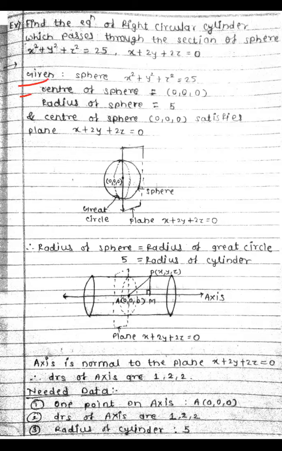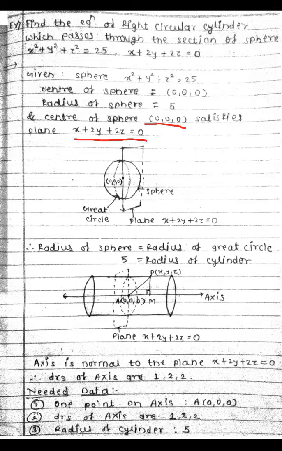The given equation is of a sphere, so you can easily find the center of the sphere. It is directly 0 0 0. It is the standard form of the equation of a sphere. So the center is 0 0 0, and the radius of the sphere itself is 5. So you can easily find this with the help of the equation of the sphere. And now if you observe carefully, this center of the sphere 0 0 0 satisfies the equation of the plane.